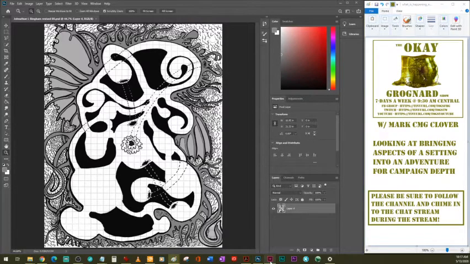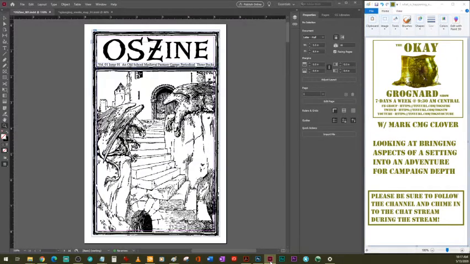I also wanted to point out the cover for the OS zine, which is in the works. It's the first issue of an old school medieval fantasy games periodical. Ostensibly, these will be $3 a piece, although I'm thinking this first one will probably be a giveaway. Get people, see if they like it, get some feedback on it, make sure it gets out as widely as possible.